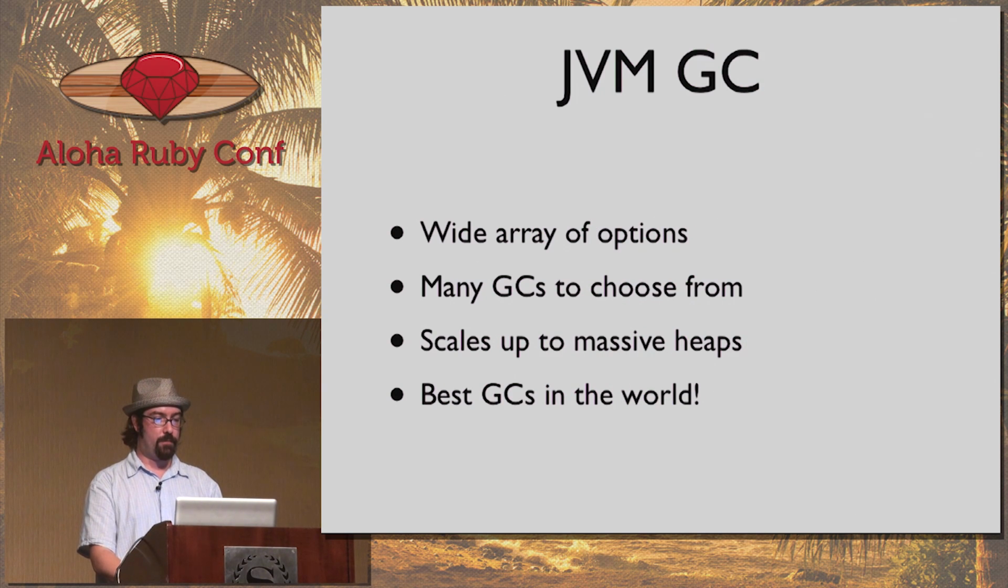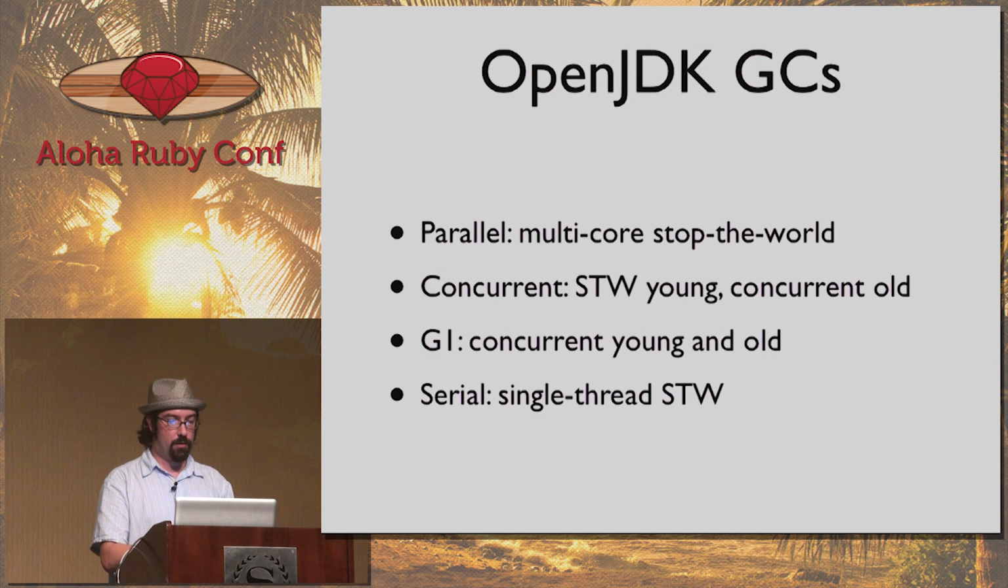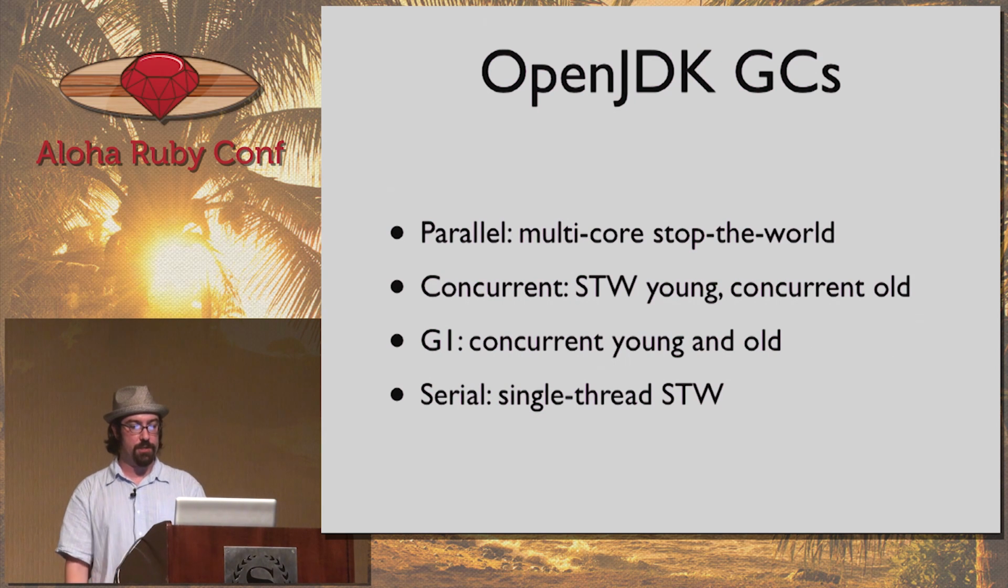Let's look at the JVM side. We have lots of different GC options to choose from that scale to different sorts of loads and scale for multiprocessor systems, and these are pretty much the best garbage collectors in the world. If you look back at GC research over the past 15 years or so, pretty much every implementation of a GC has been implemented specifically for the JVM. And a lot of that work is now available for free in OpenJDK. So here are the OpenJDK ones that are actually interesting.